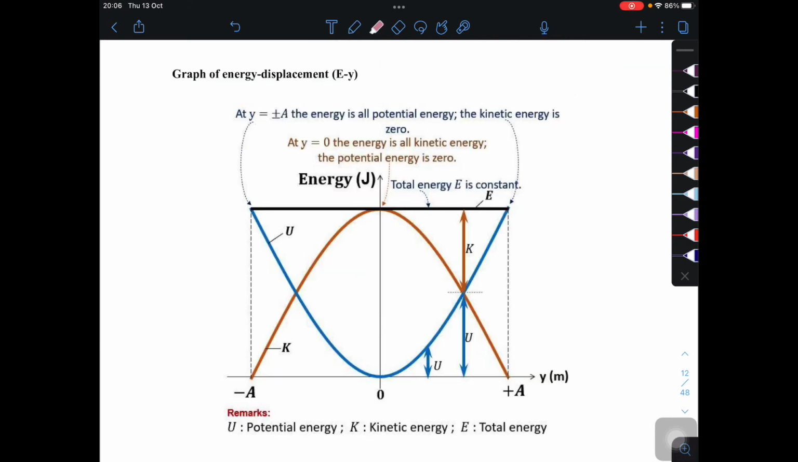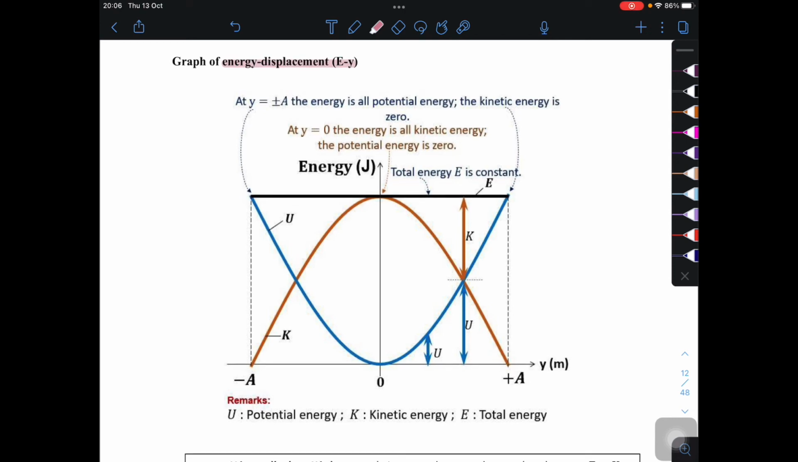Okay, last one, let's look at the energy displacement graph. Okay, energy displacement graph di mana kita ada two types of energy, which is we have a potential energy, this one. This is potential energy, and a kinetic energy. The curve is like this.